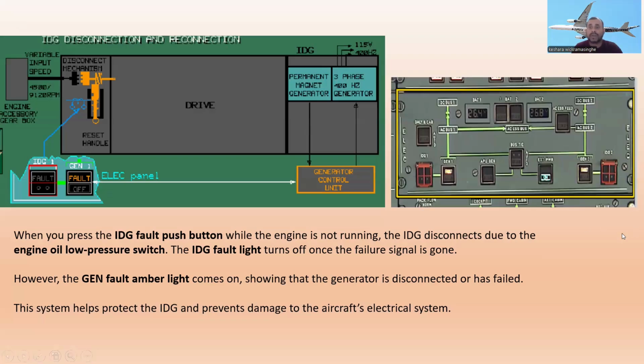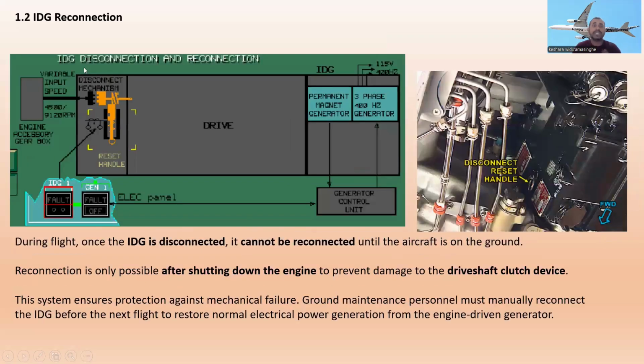Now, the IDG reconnection. IDG reconnection during flight: once the IDG is disconnected, it cannot be reconnected until the aircraft is on the ground. So to reconnect, the aircraft must be on the ground. Reconnection is only possible after shutting down the engine.